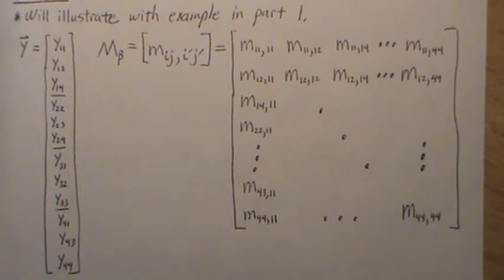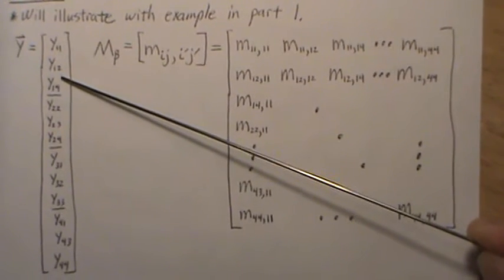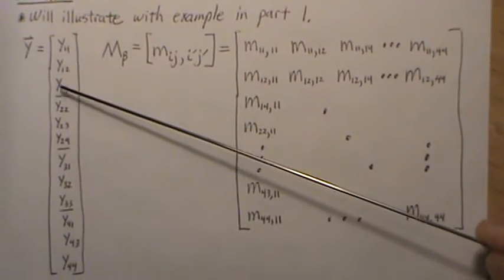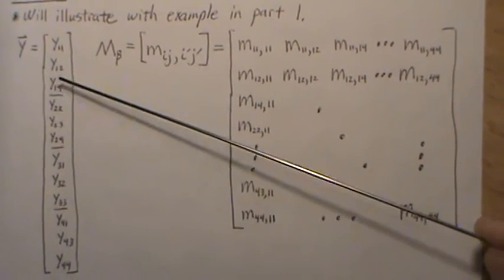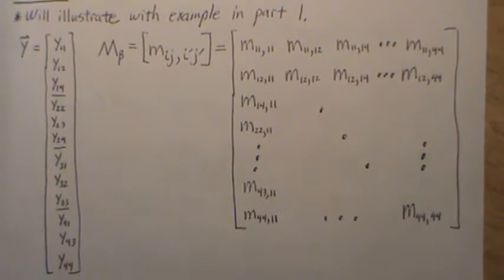There was the y vector, and the components were y1,1, y2,1, y1,4. So I'm going to be a little silly and point out that there's no y1,3, and that's because treatment 1 was not in block 3. y2,2, y2,3, y2,4, and so on.